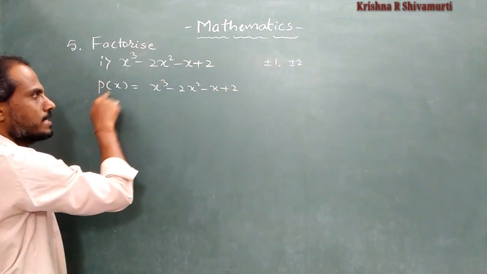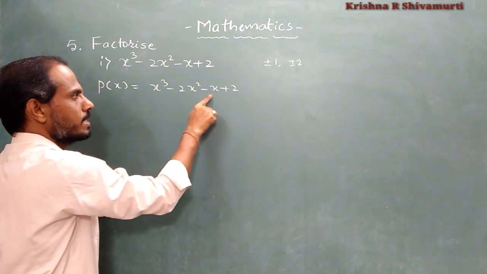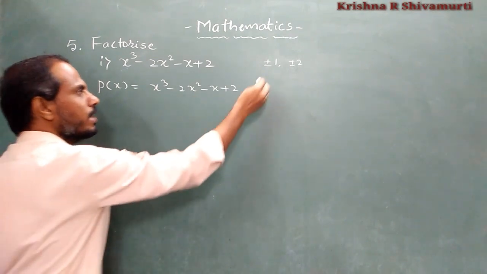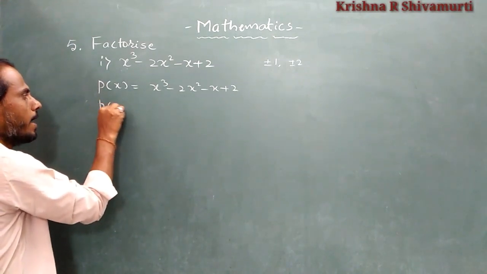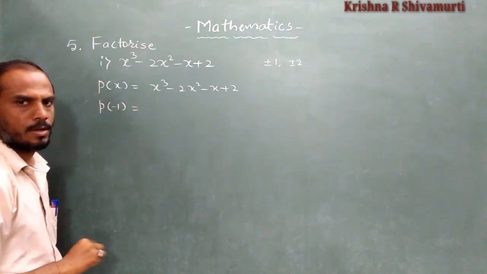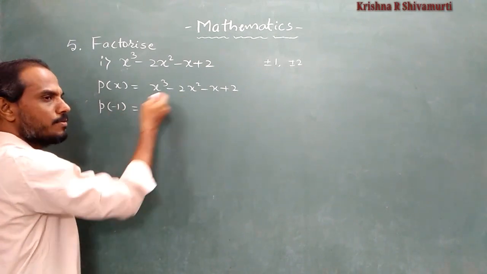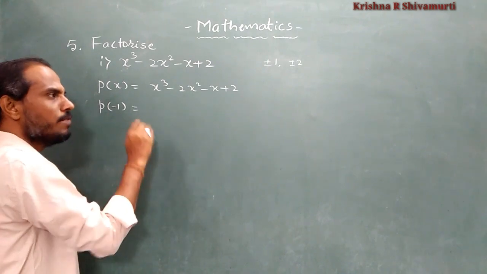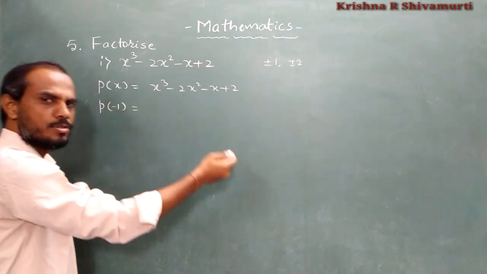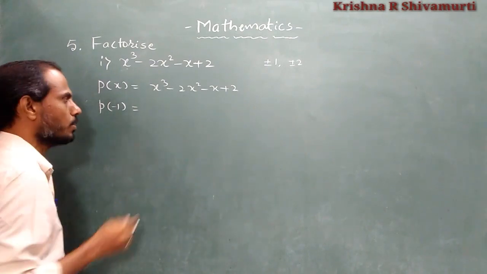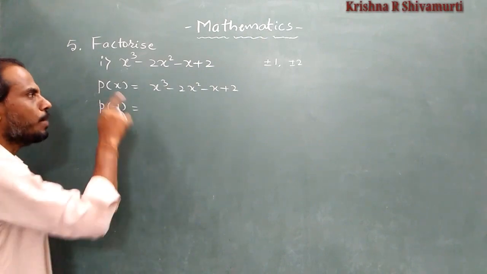Enter the polynomial as it is. I wrote p of x is equals to x cube minus 2x square minus x plus 2. In that, what I am checking here is minus 1. P of minus 1, which gives a 0. If this specific value of x gives a 0, then we have to consider that a solution. That solution is a factor. Okay, if p of minus 1 gives a 0, then minus 1 is a 0 of the polynomial.